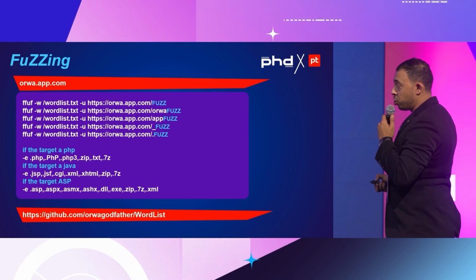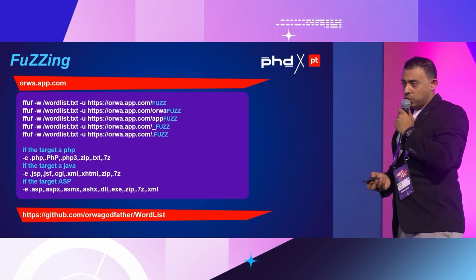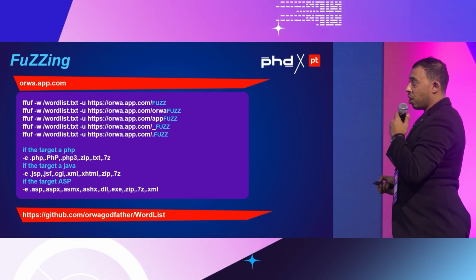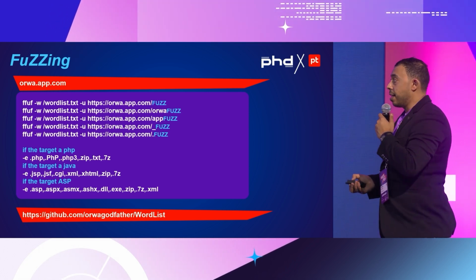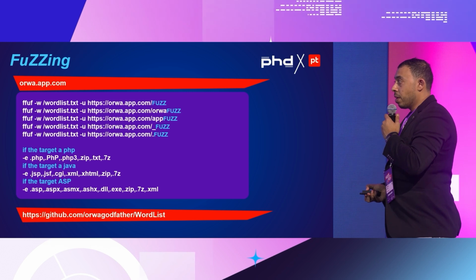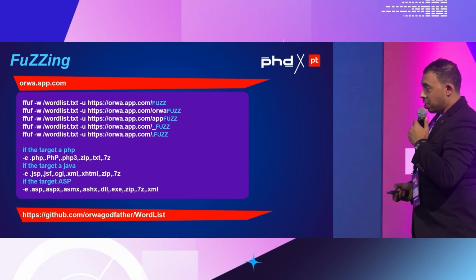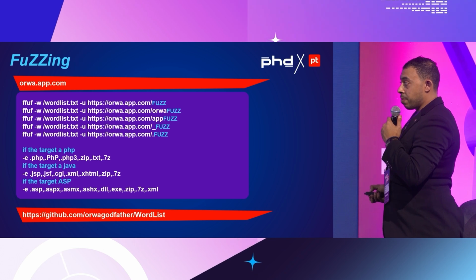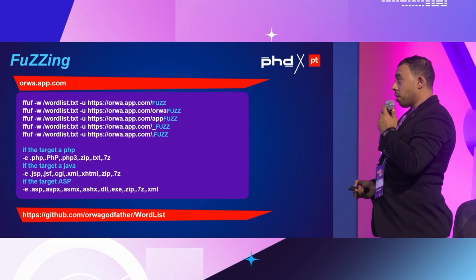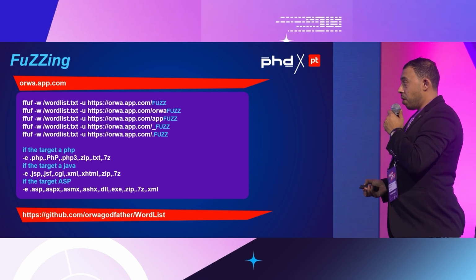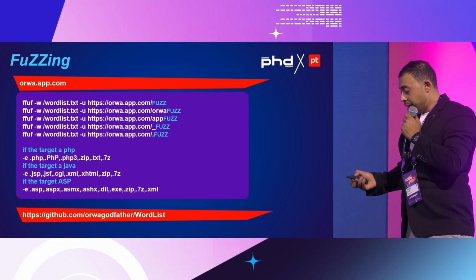If the target is running Java, there are a lot of extensions, but most of them are JSP, JSF, CGI, XML, XHTML, and zip for a backup file, and 7Z. If the target is running ASP, we should add these extensions: ASP, ASPX, ASMX, ASHX, and look for backup files such as DLL, EXE, zip file, 7Z, and XML.